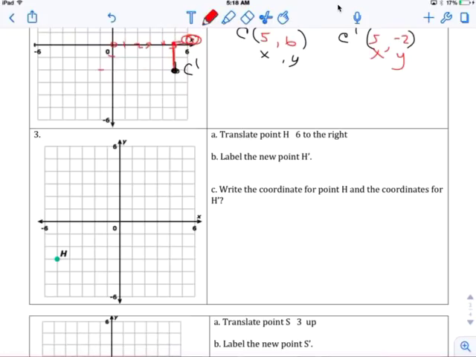Remember, it's X first, Y. Okay? Translate means to slide H 6 to the right. 1 box, 2 box, 3, 4, 5, 6 to the right. Right here. H prime. Okay? Coordinates for H and coordinates for H prime.